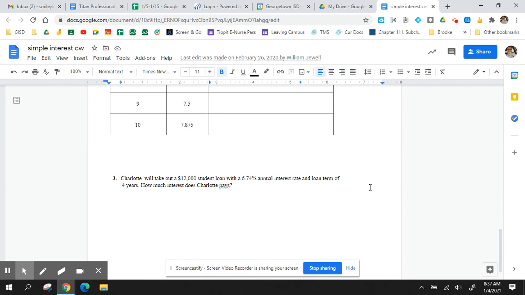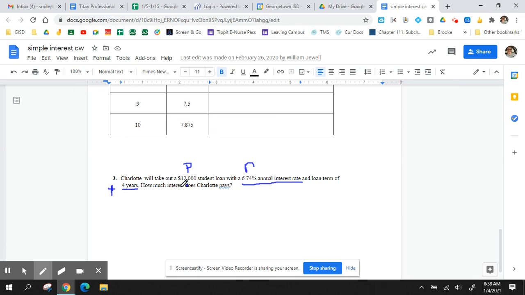Let me make sure we just don't have another one. And here's a problem like you might see in your Schoology that we might give for these, but it's exactly the same thing. It's just not in a table format. Charlotte will take out $12,000 for a student loan. Here is her annual interest rate. It even tells you that. And then the loan term of 4 years. So there's your T. I encourage you to figure out which one is each, P, R, and T.